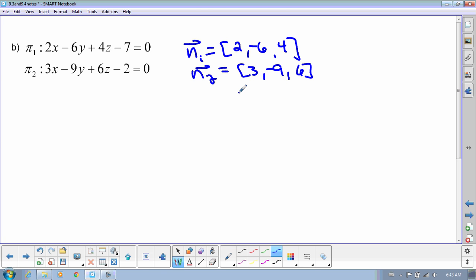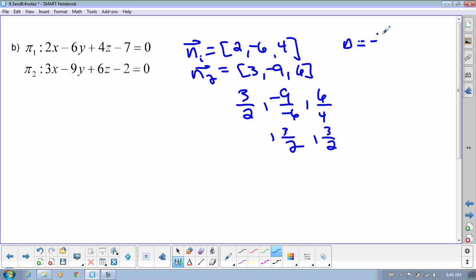So if I do 3 over 2, I have -9 over -6, which reduces to 3 over 2. And then I have 6 over 4, which also gives me 3 over 2. So the normals are multiples. So now I'm going to look at my d values. So d is -7, d is -2. So -2 over -7, not 3 over 2. So therefore, these are parallel planes.